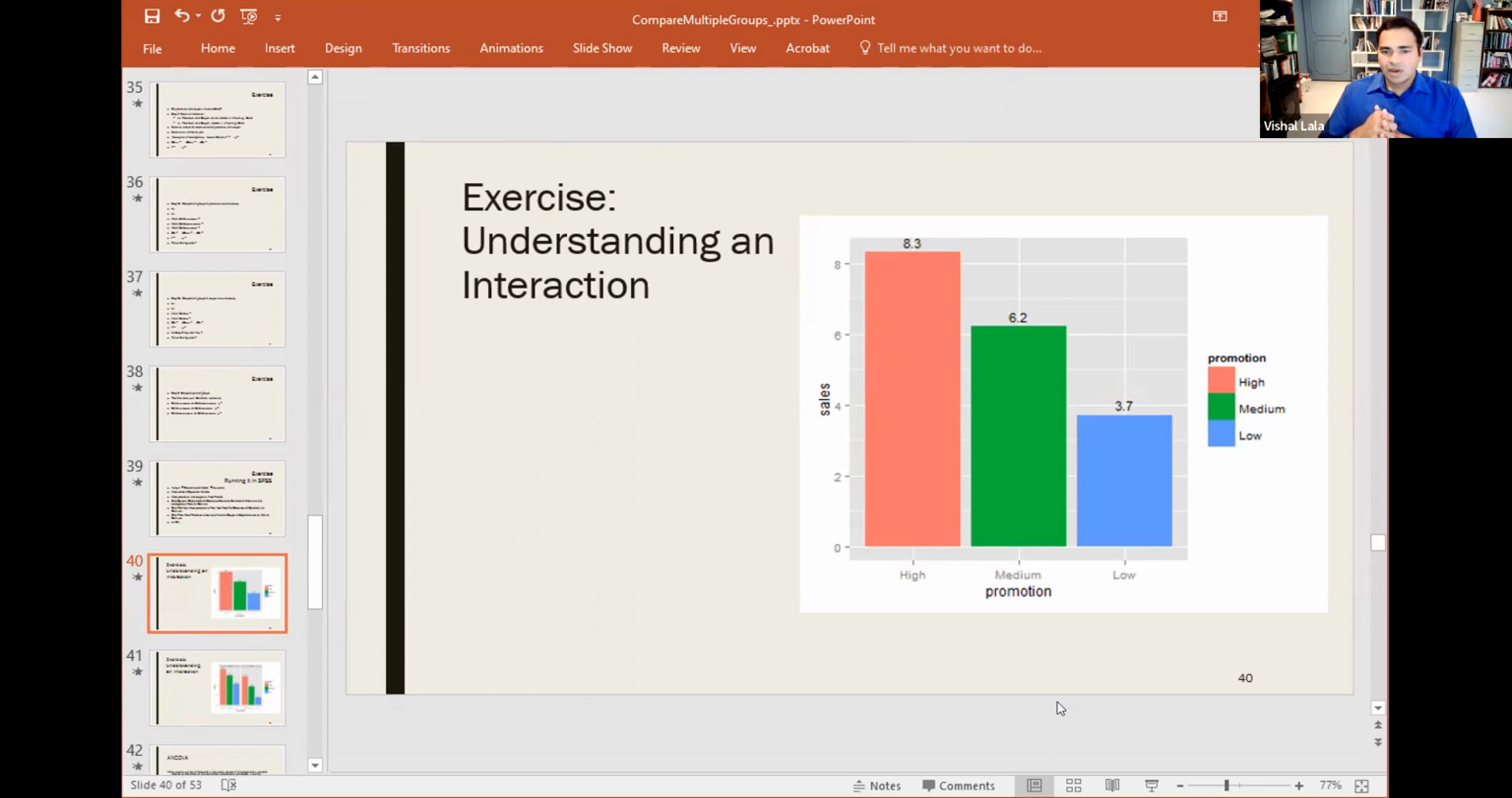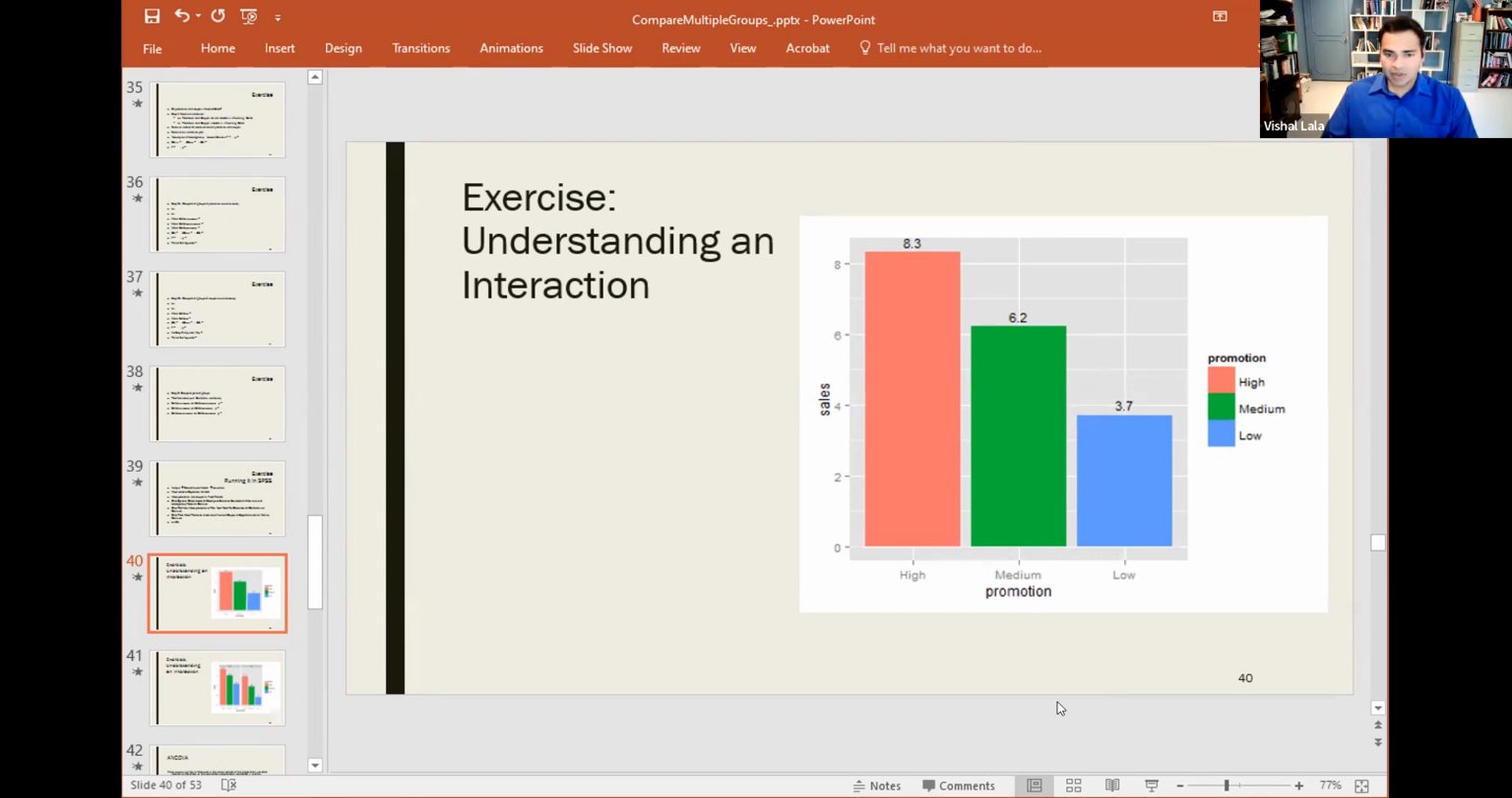You'll notice here, the bars show you how much sales each promotion type yielded. Low was 3.7, medium was 6.2, high was 8.3. These are the numbers we got from running the first ANOVA. So we know the recommendation to management is, if you want to boost sales, all else being equal, increase your promotions from low to medium to high, period. The question now is, what if there's a coupon also in play? Would this recommendation change?